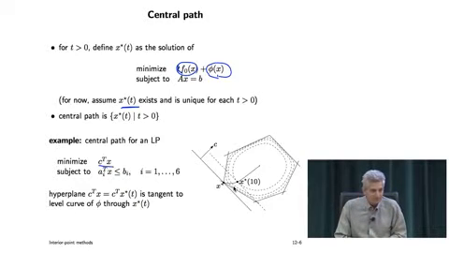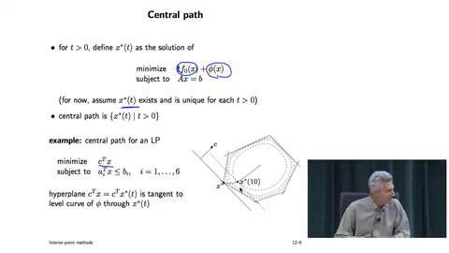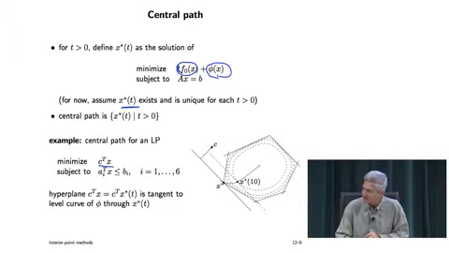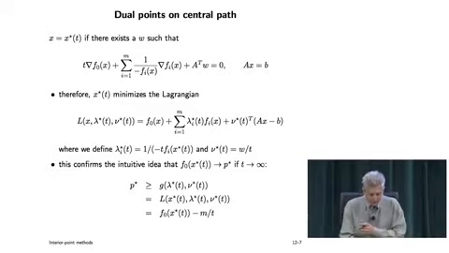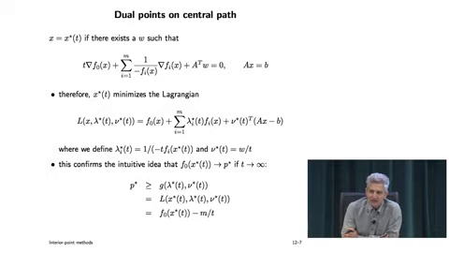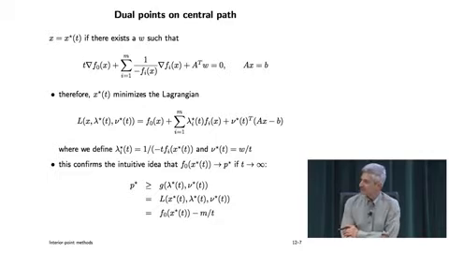I mean, it's kind of silly because it's an LP in 2 variables or something. But anyway, that's what the central path looks like here. Okay, and that's the idea. Okay, so that's a central path. Now, it turns out, if you're on the central path, surprise, surprise, you get for free dual points for the original problem. So let's see how that works.